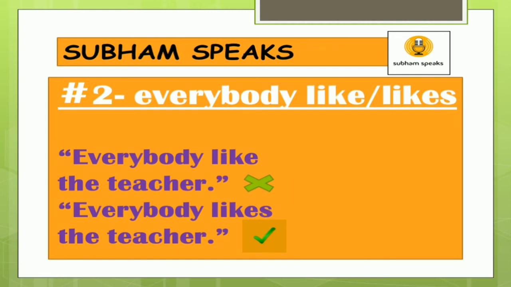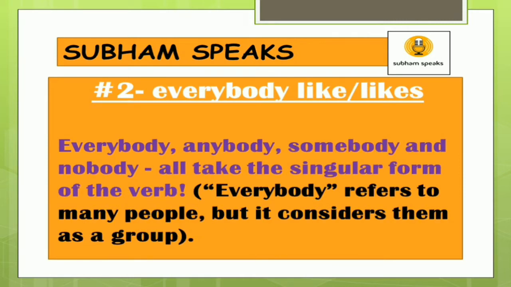Number 2. Everybody like or likes. Everybody like the teacher is incorrect. The correct sentence is everybody likes the teacher. Everybody, anybody, somebody, and nobody all take the singular form of the verb. Everybody refers to many people, but it considers them as a group.